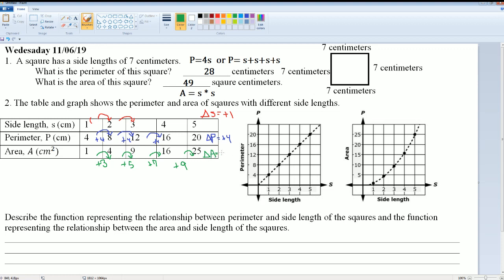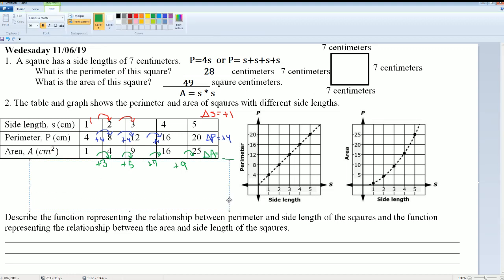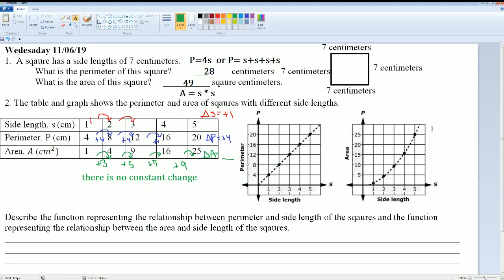Okay. You can't get anything here. It's not consistent. So here you would write it is not. It is the area. There is no constant change. Okay, there's no constant change in terms of addition, right? There is a weird multiplication with it. Okay, I would give you that.